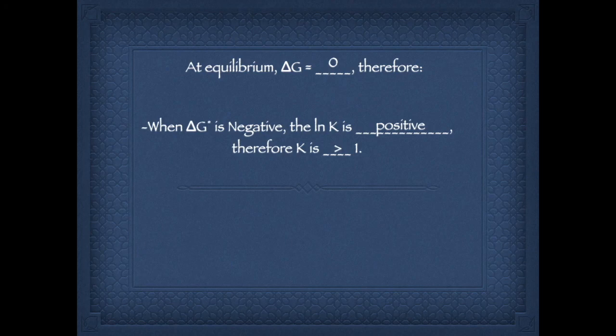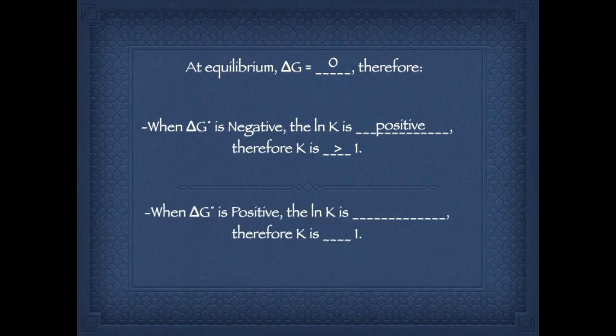Now, what exactly does it mean for it to be greater than 1? Well, if it's greater than 1, there are more products than reactants, because remember, products over reactants equals your equilibrium constant. And so I know that my products are going to be favored. Therefore, when you have a spontaneous reaction, your products are favored, which makes sense because that reaction is proceeding in the forward direction, so your products should be favored.